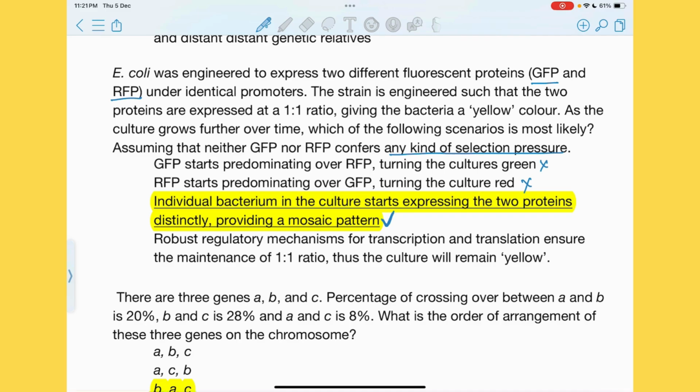Robust regulatory mechanisms for transcription and translation ensure the maintenance of the 1:1 ratio, thus the culture will remain yellow. No, if the individuals are changing into a mosaic pattern, the culture will again be in a mosaic pattern. It's not going to remain yellow. The main reason is the two keywords, identical promoters. This suggests that the transcription and translation process should maintain a balance, and there is no selection pressure.